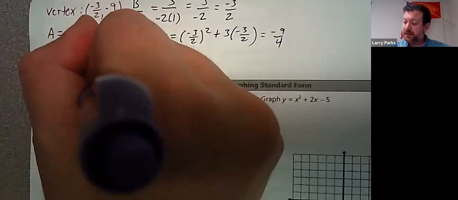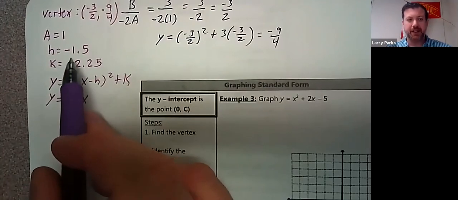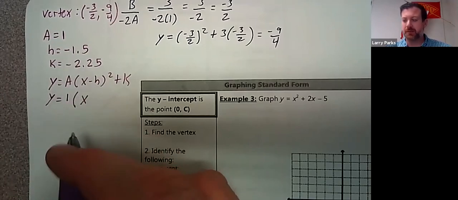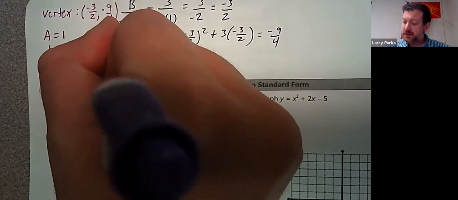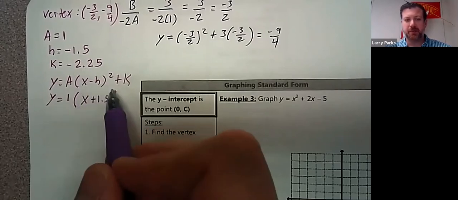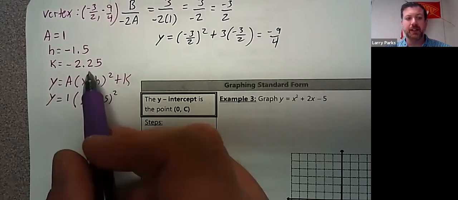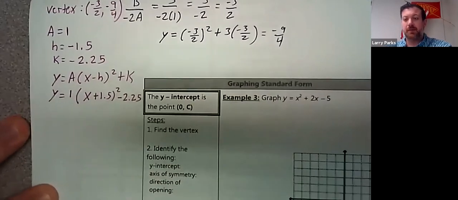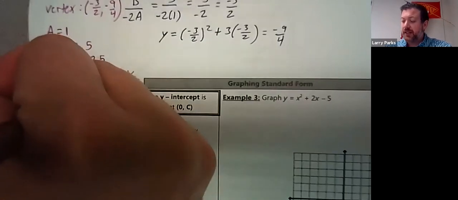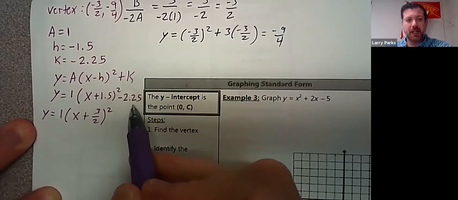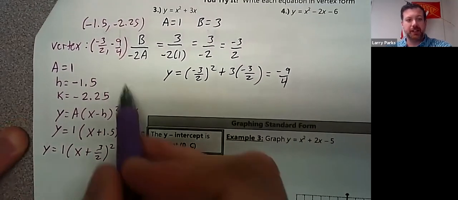X. And this is going to be minus negative 1.5. So minus negative 1.5 is going to change this to plus 1.5. And then your k, plus negative. You could put plus negative or you could just put minus, same thing. So I put minus 2.25. If you prefer fractions, you could also write y is 1 times x plus, and we said 1.5 is the same thing as 3/2. And we said 2.25 is the same thing as negative 9/4.